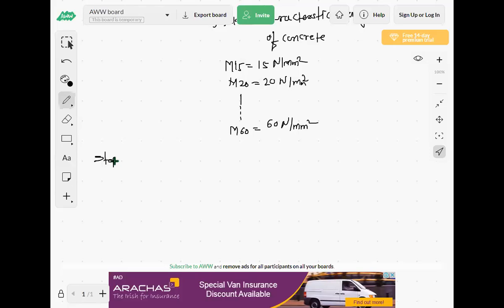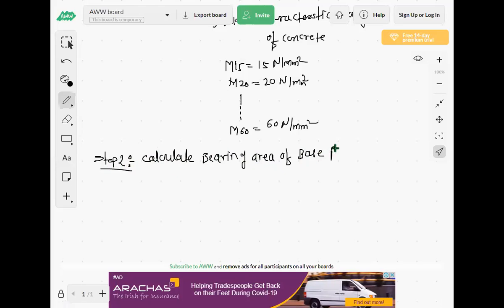Now step 2 is calculate bearing area of base plate. Whatever base plate we are providing, we have to calculate the bearing area for the base plate. That is Ap, which is nothing but the area of the base plate.